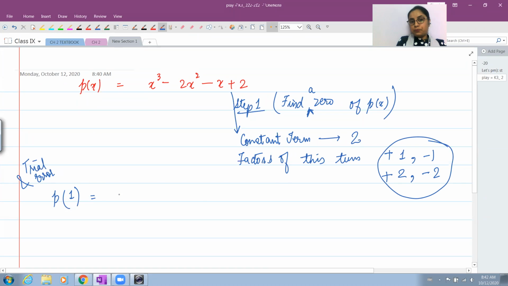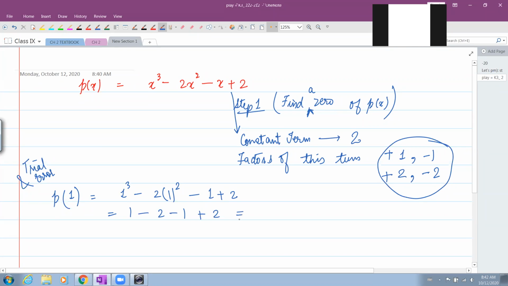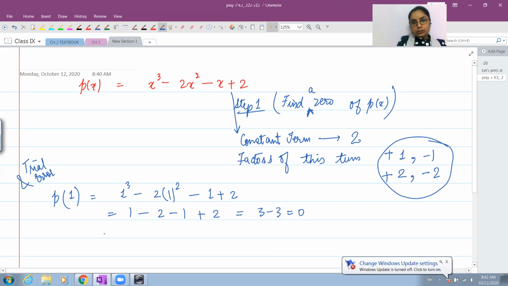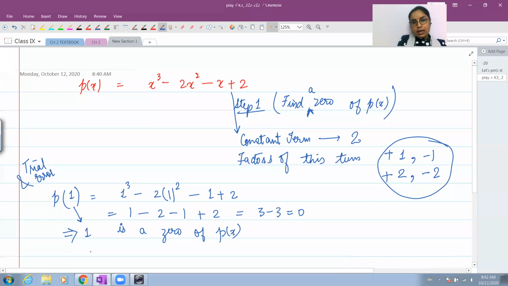Let's start with the first value, first factor. Does this make the polynomial equal to 0? Yes, ma'am. So this will be 3 minus 3 equals to 0. So from here I can write down this value is a 0 of p(x), and from here I can now create a factor. This is where I'm going to use my factor theorem.